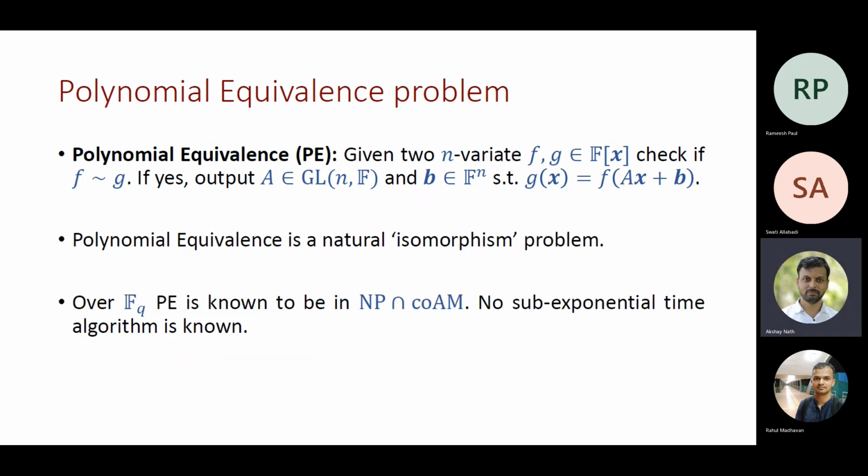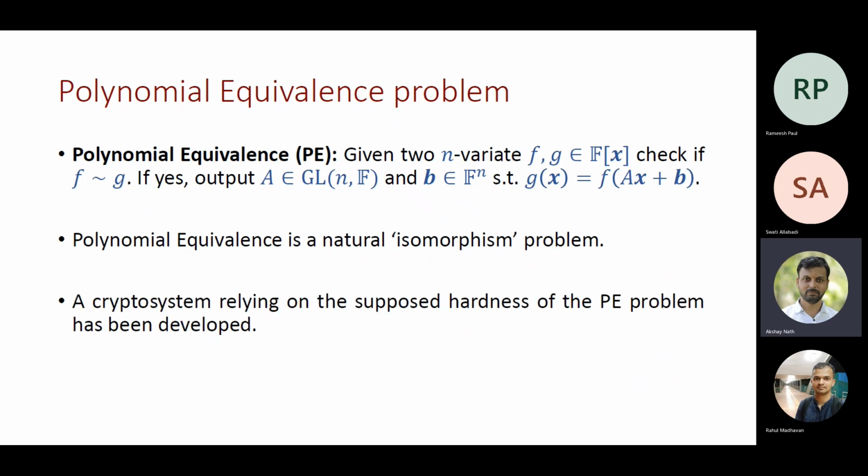Now, what do we know about the complexity of this problem? Well, over finite fields, we know that P is in the intersection of NP and coAM. And till date, we do not know of any sub-exponential time algorithm for this problem. In fact, this problem is believed to be hard in the general case. And there is even a cryptosystem relying on the supposed hardness of this problem.